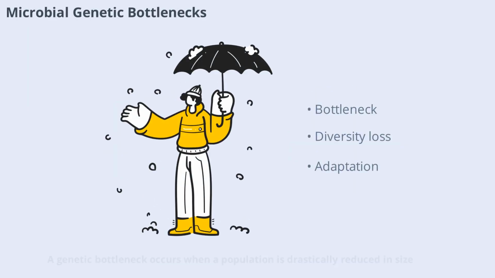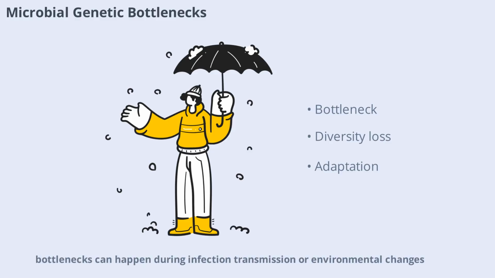A genetic bottleneck occurs when a population is drastically reduced in size, causing a loss of genetic diversity. In microbes, bottlenecks can happen during infection, transmission, or environmental changes. Bottlenecks influence the evolution and adaptability of microbial populations.